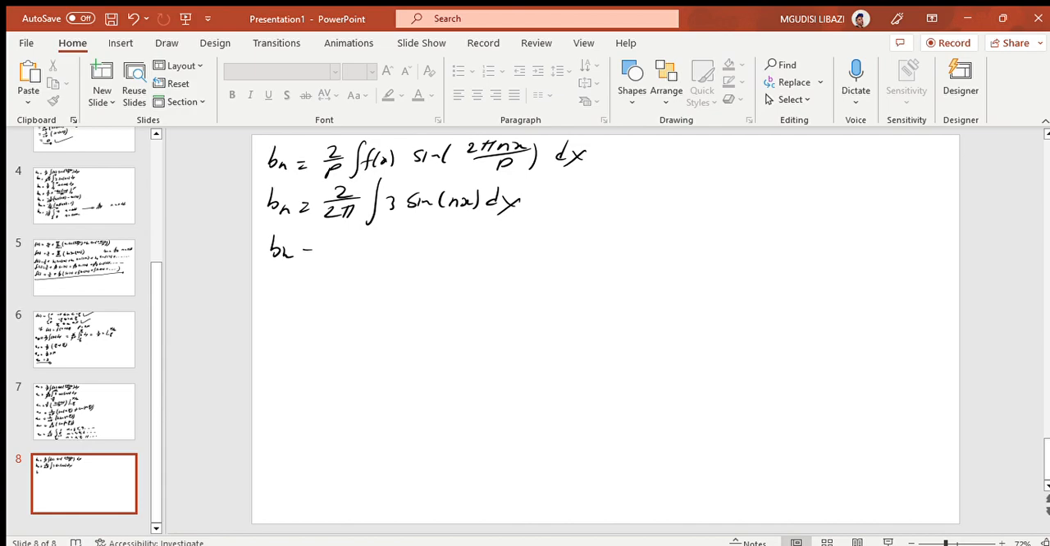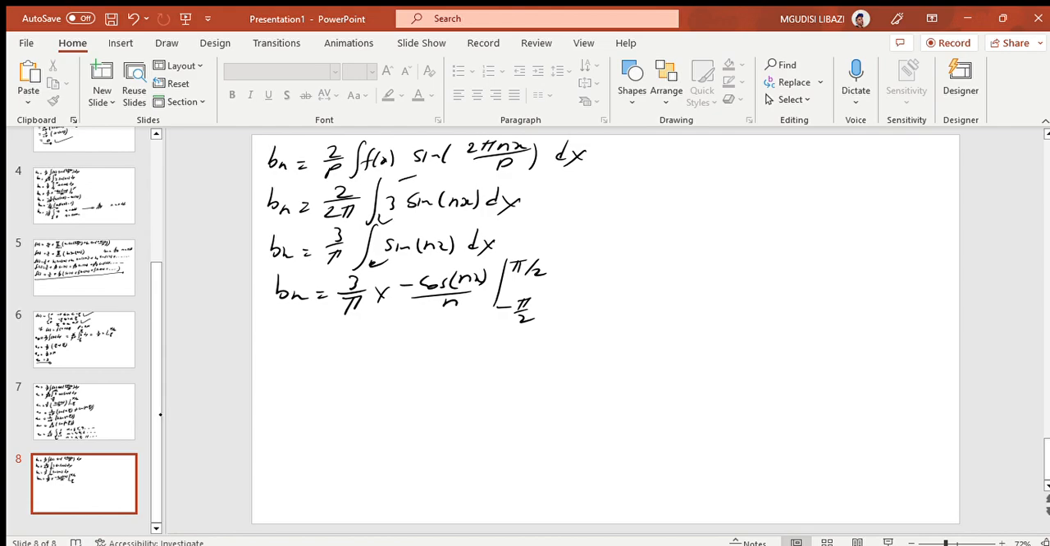So bn should be equal to 1 over pi, and then we can take out 3 to get 3 over pi sine of nx dx. So our bn should be 3 over pi multiplied by the integral of that, which will be negative cosine of nx divided by n, evaluated from negative pi over 2 to pi over 2. We substitute those limits there.